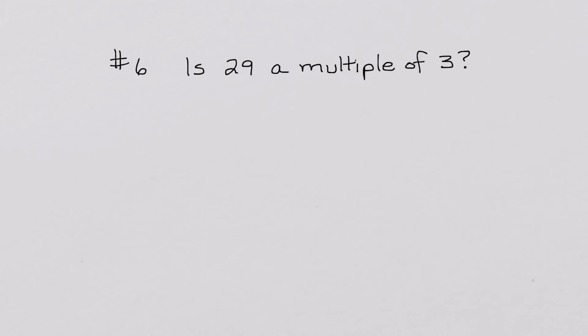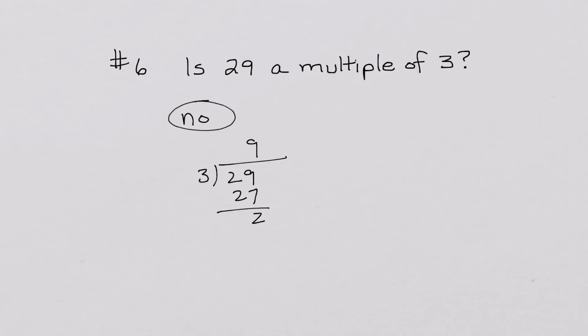Okay. Is 29 a multiple of 3? Well, we know 27 is because 3 times 9 is 27, and then 3 times 10 is 30, so 29 is not a multiple of 3. And you could also divide it, just as we did before. 3 goes into 29 9 times, and there's a remainder of 2.